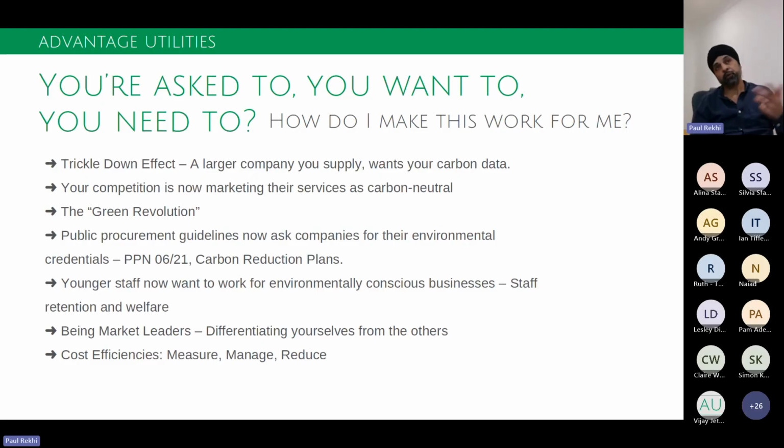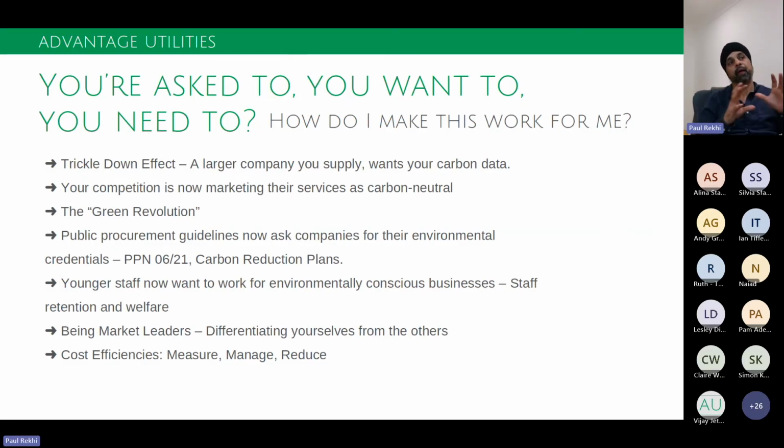We've got organisations coming to us who are trying to attract younger staff, and younger staff today are now looking at more environmentally conscious businesses, and that's really who they want to work for. Companies are having to do a lot of work to try and get their sustainability credentials up to encourage these types of staff to come and work for them.